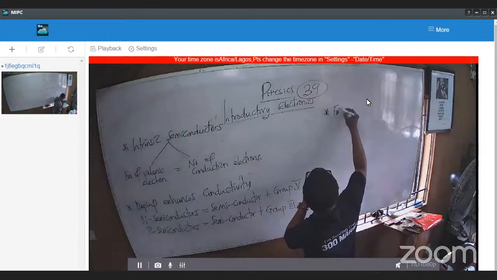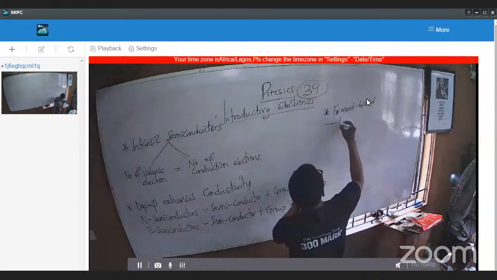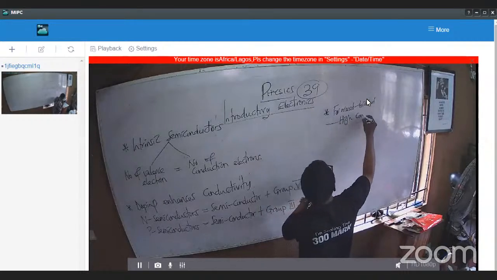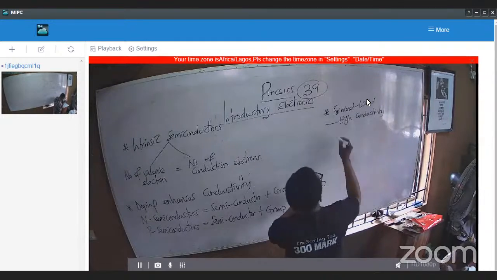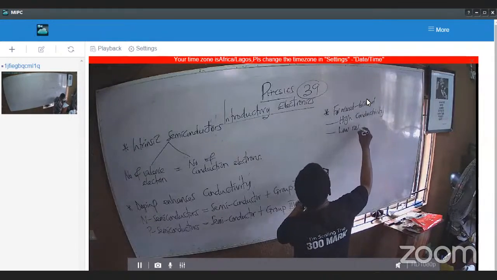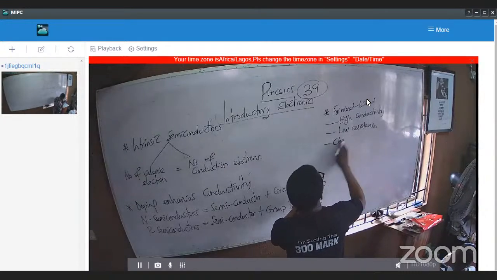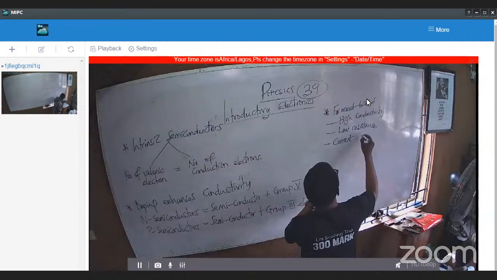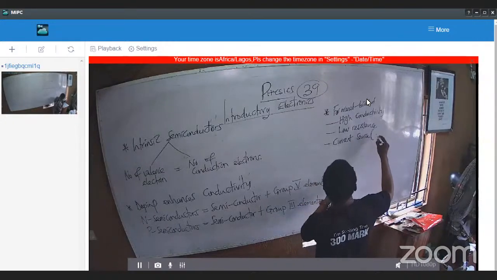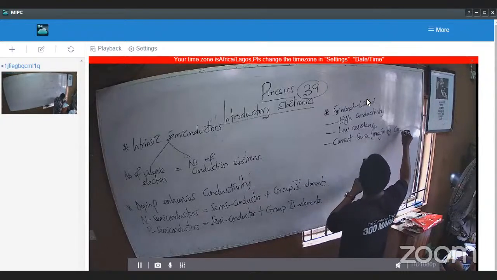Forward biased: there is high conductivity, low resistance. The charge carriers, or current source, in forward biased are called majority carriers.